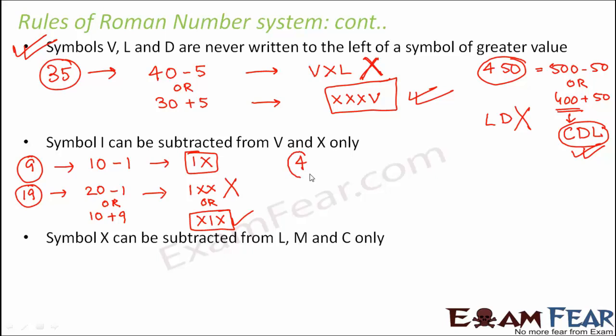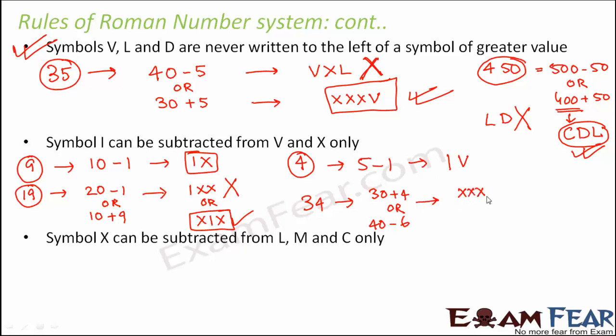Similarly, let us try it for number 4. So how do you write 4? 4 is 5 minus 1. So it is written like this. Now, can you tell me how would you write 34? So 34 again can be written as 30 plus 4, or it can be written as 40 minus 6. So if you write it as 30 plus 4, so 30 is triple X and 4 is like this. And if you write it as 40 minus 6, 40 is XL. And minus 6, that means you'll have to write 6 on this side.